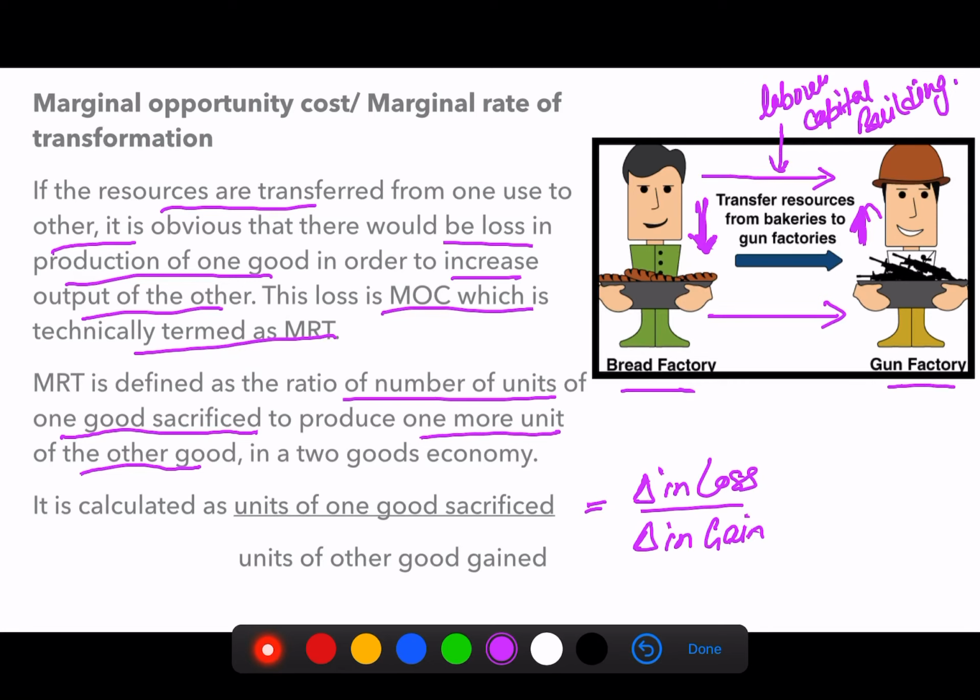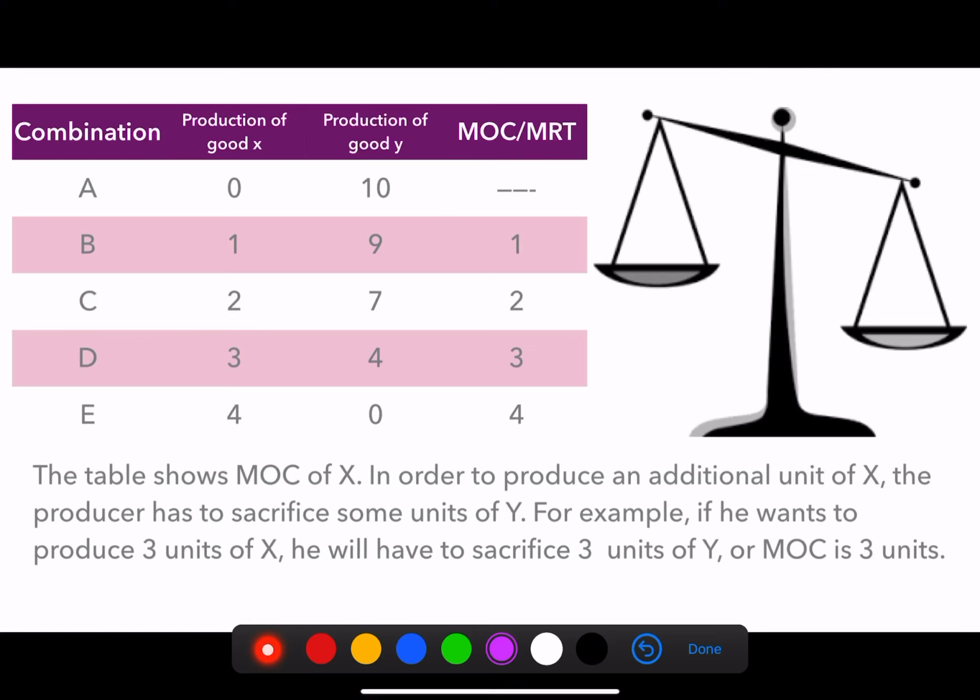Here the delta sign represents the change in economics. Okay, now look at the table to understand it in an easier way. Here there are 4 columns: combination, good X, good Y, and MOC. In the first combination A, the producer is producing only good Y. So here the marginal opportunity cost is nil because the producer is not producing good X.